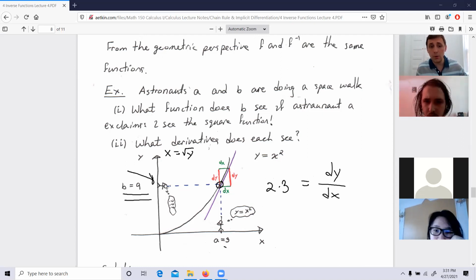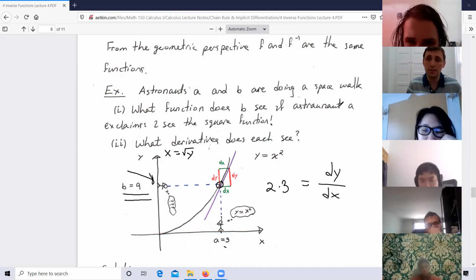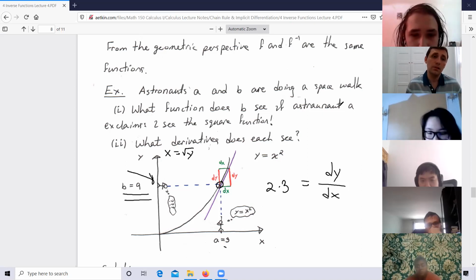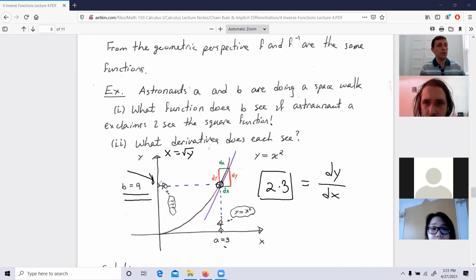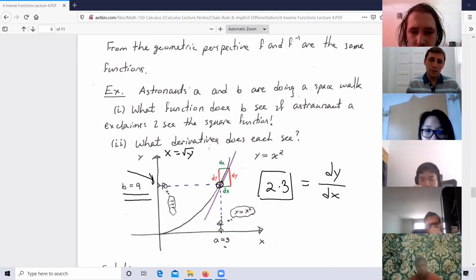What is the slope according to the guy standing on the y? What is the slope of this line according to him, please? You see, this is just because it's at the point 3, we know the slope is 2 times 3. Please let me know what's the slope according to the guy on the vertical line. And then we can go.